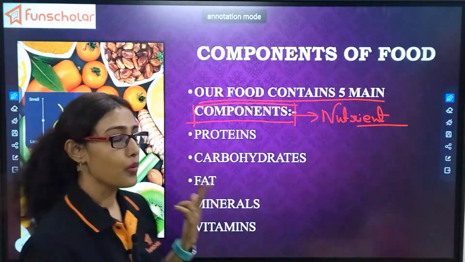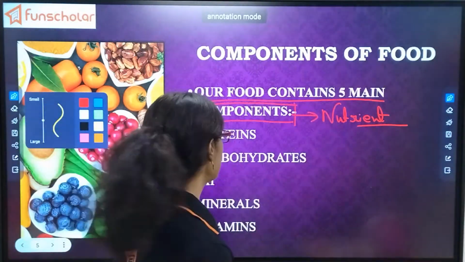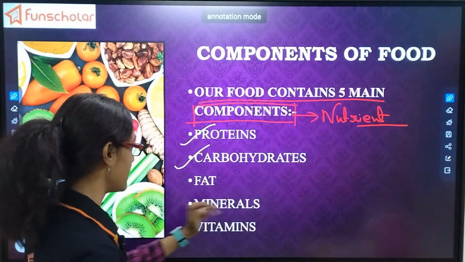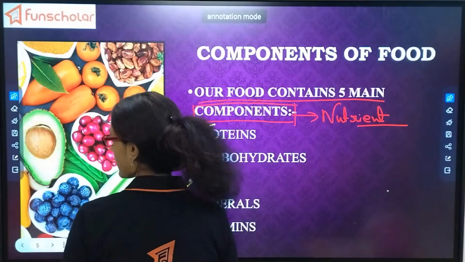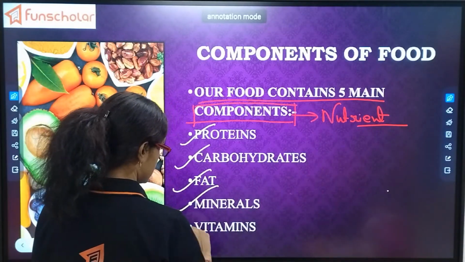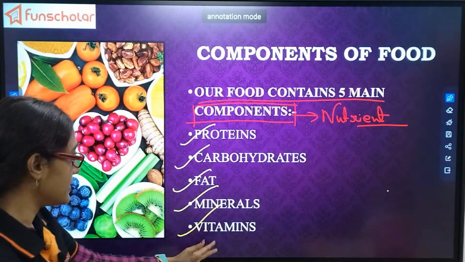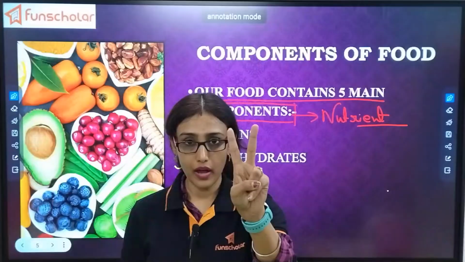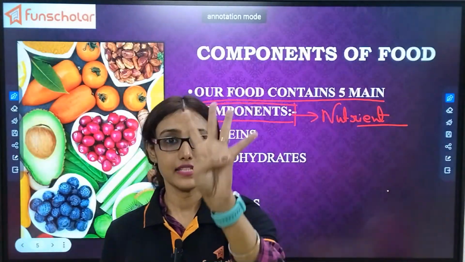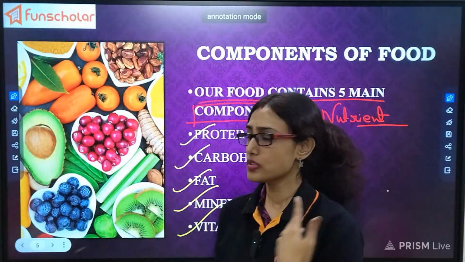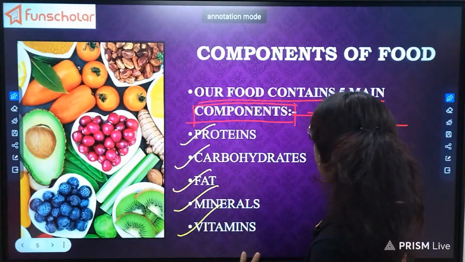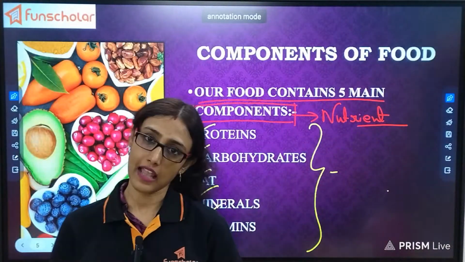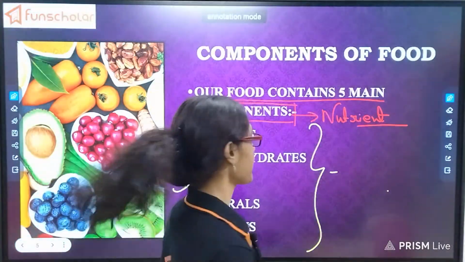Okay. So what are those nutrients? Number 1 is protein. Number 2 is carbohydrates. Number 3 is fat. Number 4 is minerals. Number 5 is vitamins. What are the protein, carbohydrate, fat, vitamins and minerals? So how is this different from each other? We will learn in the next slide onwards. Okay?